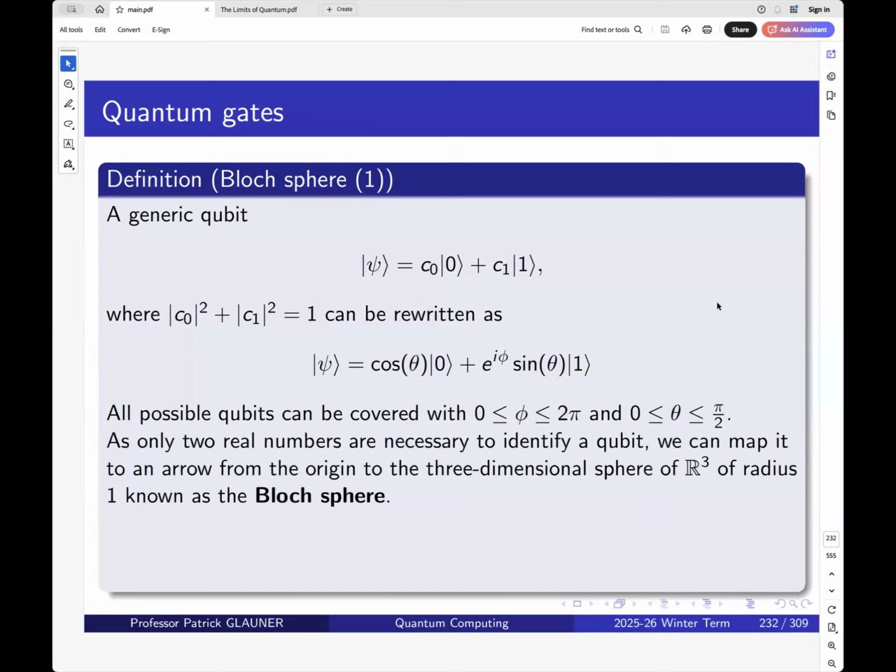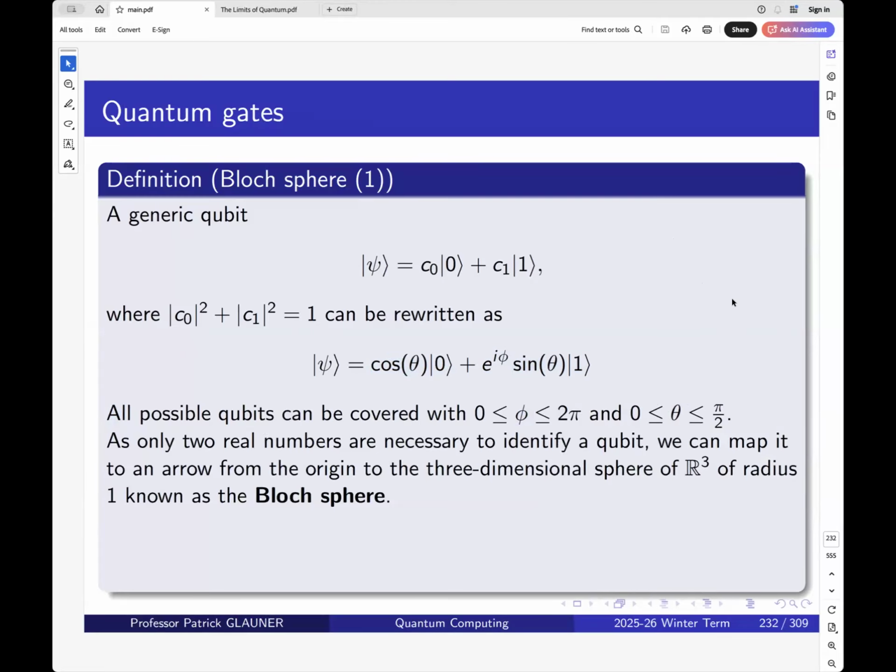Now, you wonder, what is this useful for? It's actually super useful, because we only need two real numbers to identify a qubit, because we only need the phi and the theta, which are two angles. And with these two angles, we can represent the whole qubit, as we see here.